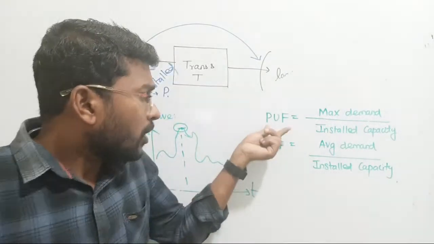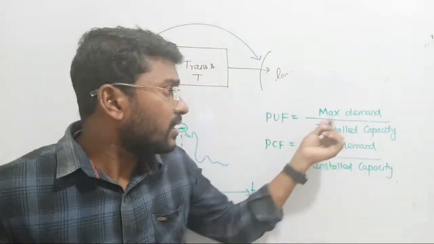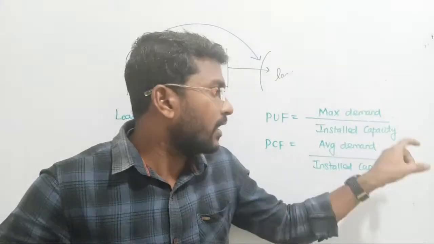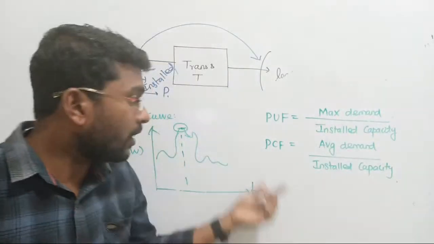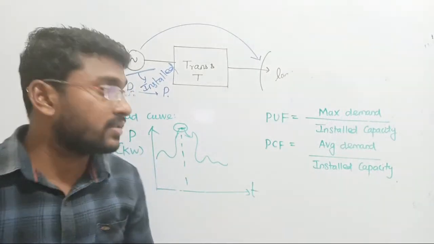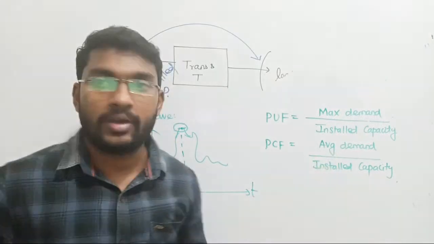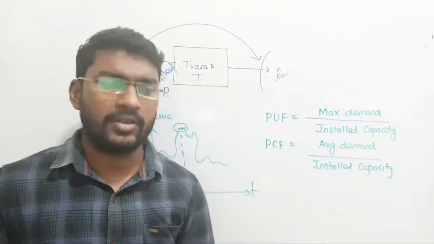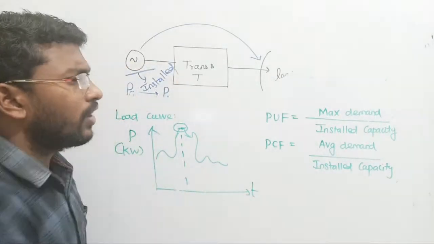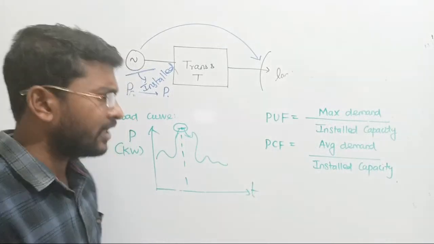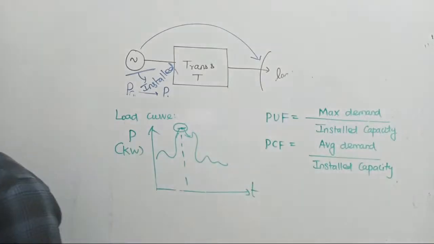So the thing is, plant utilization factor, in the sense, effectively we have to see the maximum demand of the people with respect to installed capacity. Similarly, plant capacity factor, in the sense, what is the average demand of the people with respect to installed capacity, right? So that is what we are looking for.